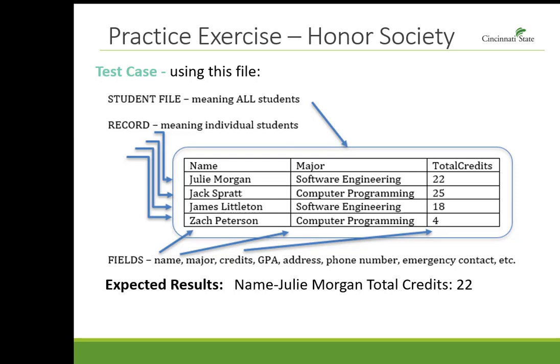So let's go back and look at this list. I know if you look at this file, you can easily tell me who will show up on the list. The rule is this: we want software engineering majors with 20 or more credits on this list. We only have one result, and that will be Julie Morgan because she has 22 credits. No, Jack Spratt does not count because the major of Jack Spratt is computer programming.